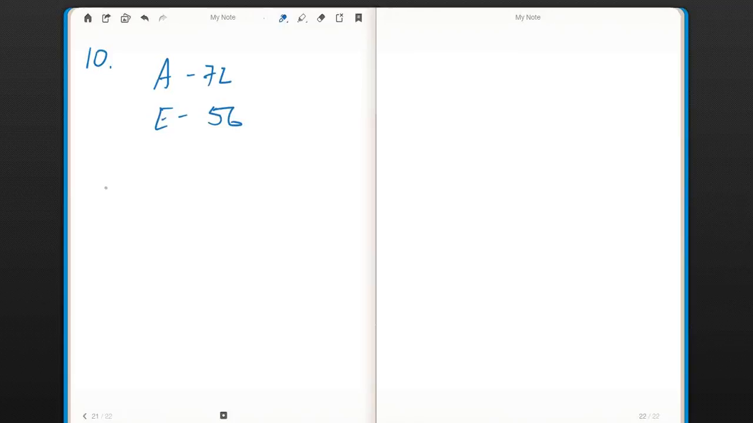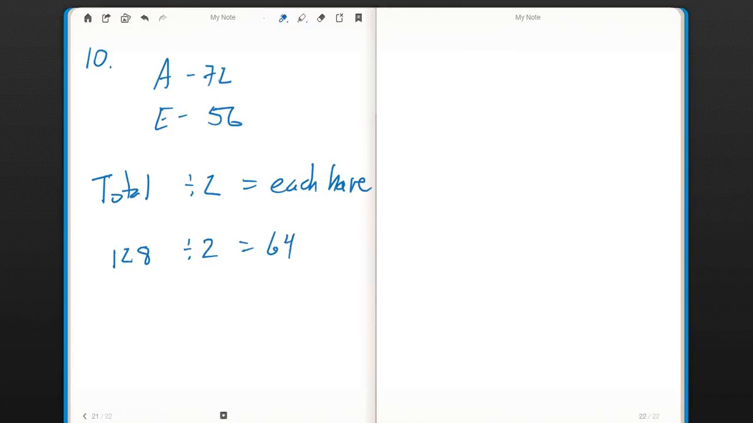I think the easiest is to realize that if I find the total amount of money and I divide it by 2, that's how much they will each have in the end, if they're going to end up with an equal amount of money. The total amount of money is 128 divided by 2 is 64. If Aisha is going to end up with 64, she must give away $8.